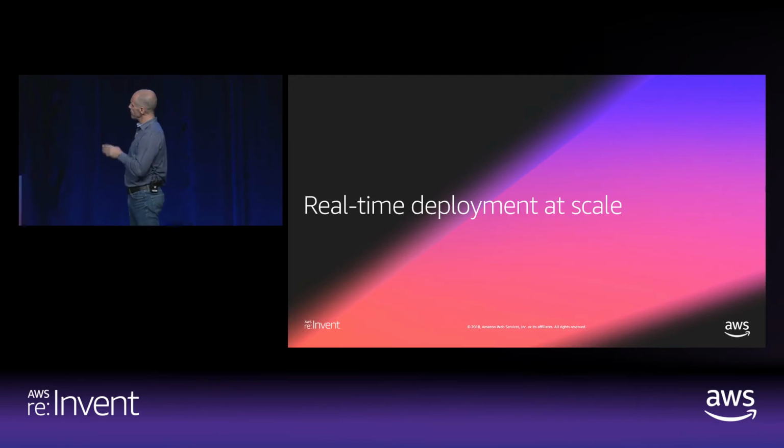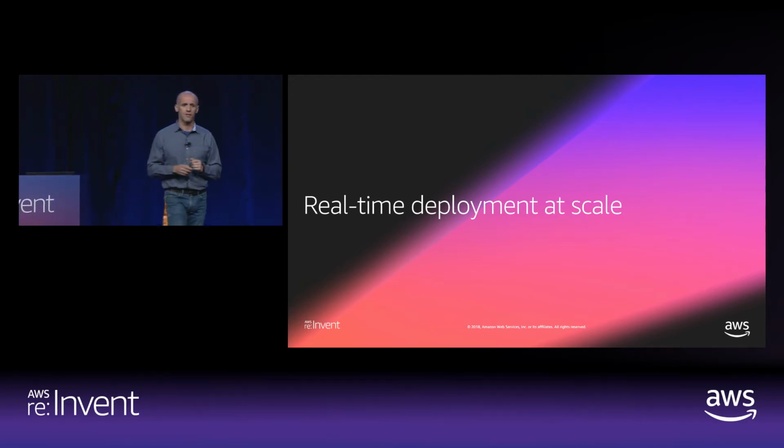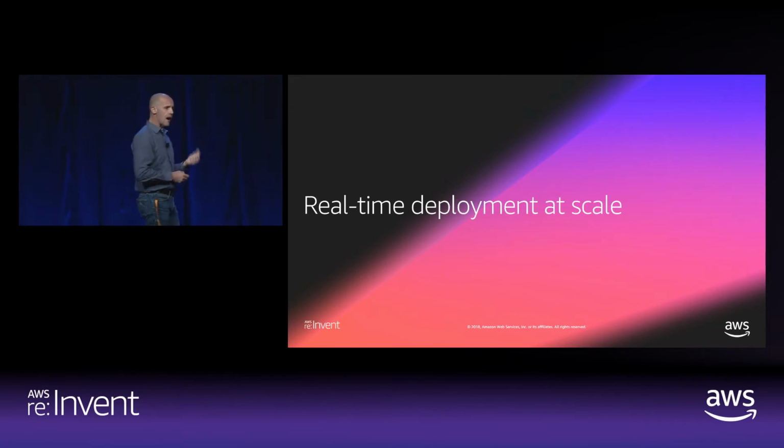So for the rest of this section, we're going to talk about the third part of the pipeline. Build, train, deploy. We're going to focus on the deployment. We're going to talk about how one can deploy a machine learning model at scale in real time.